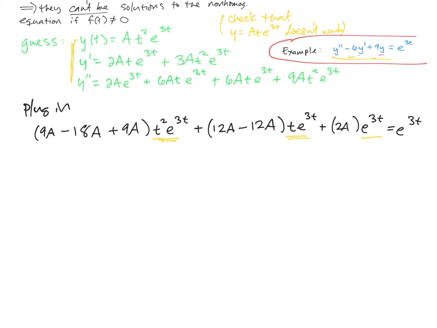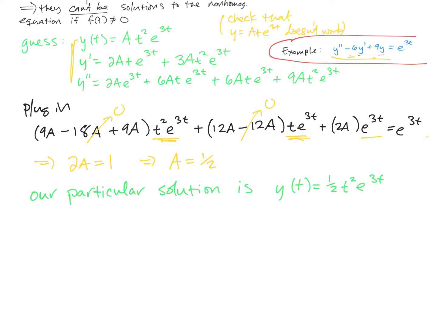So fortunately, that cancels and that cancels, which is good because those don't have anything on the right-hand side, so those have got to equal 0. If they didn't equal 0, then we have a problem and we've got to do something else. And so what we end up with is 2a equals 1, so a equals 1/2, easy enough. And so our particular solution is 1/2 t squared e to the 3t.